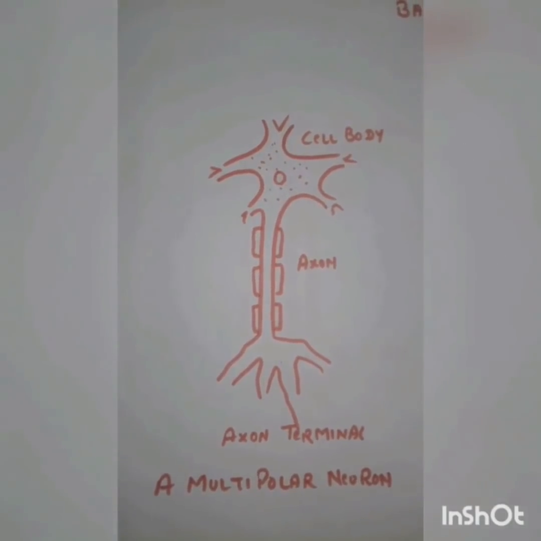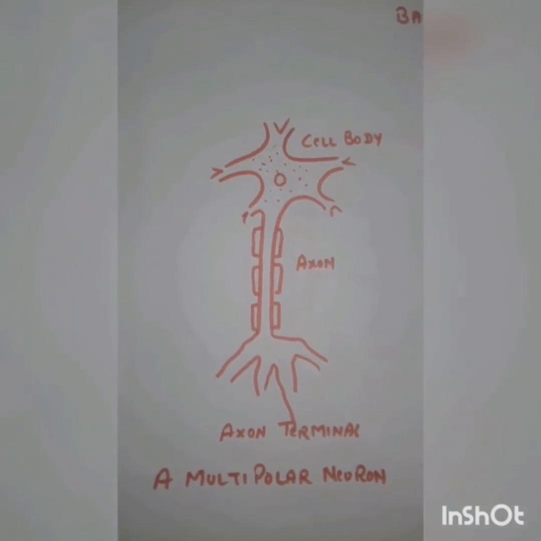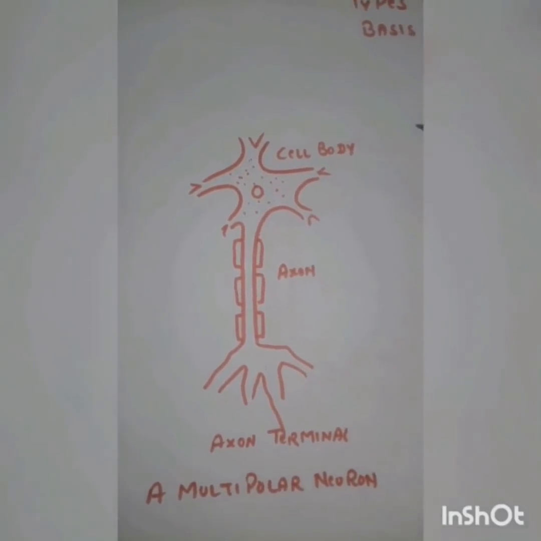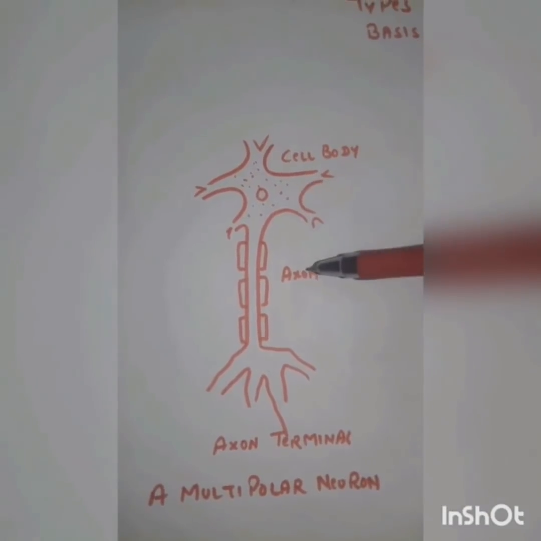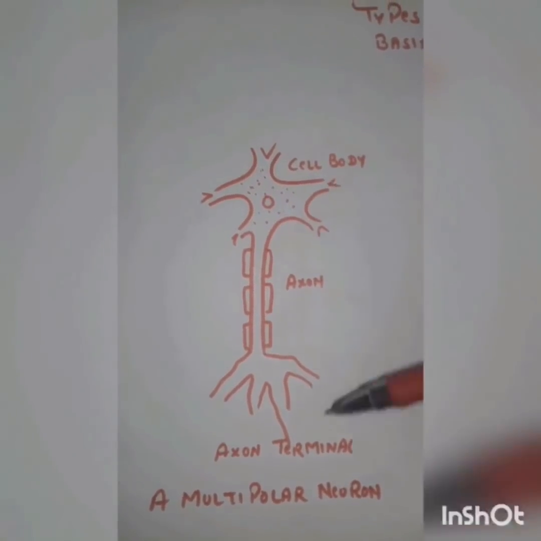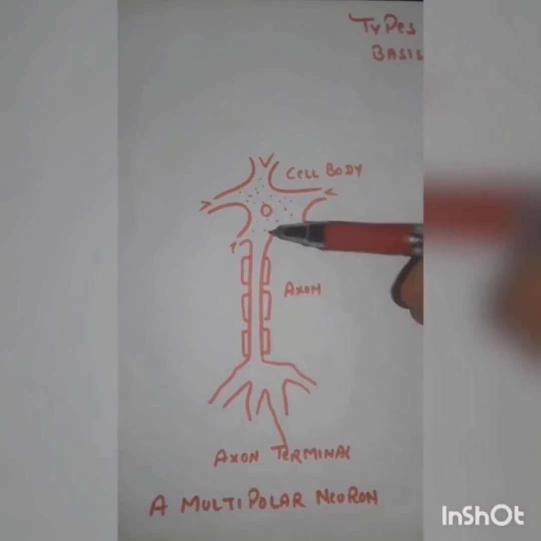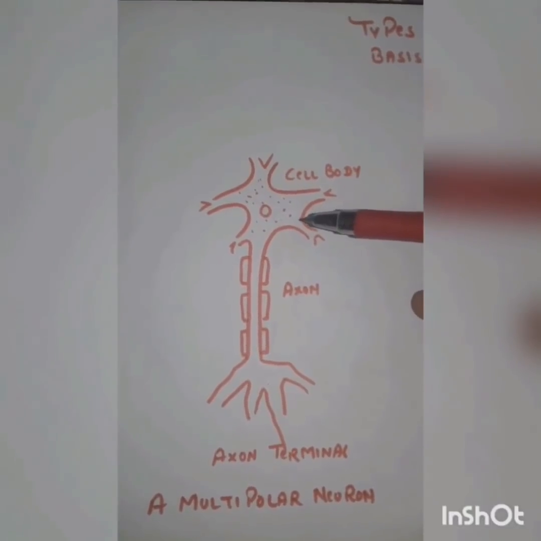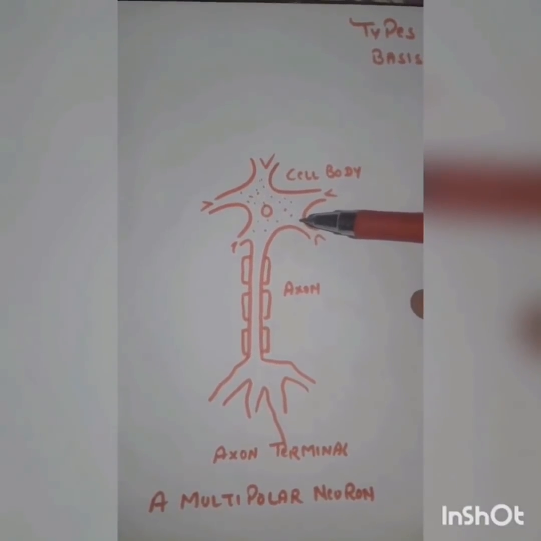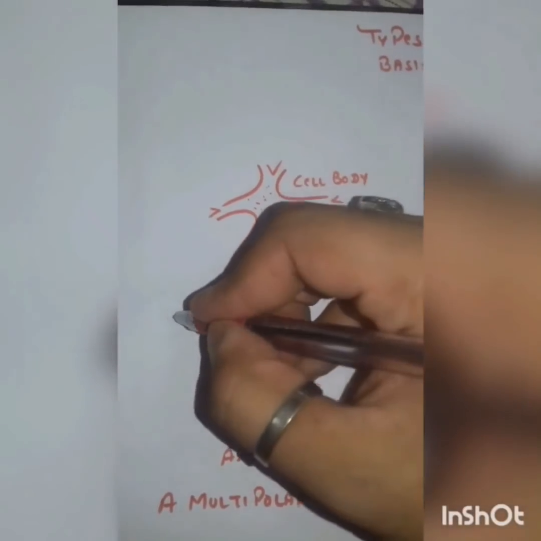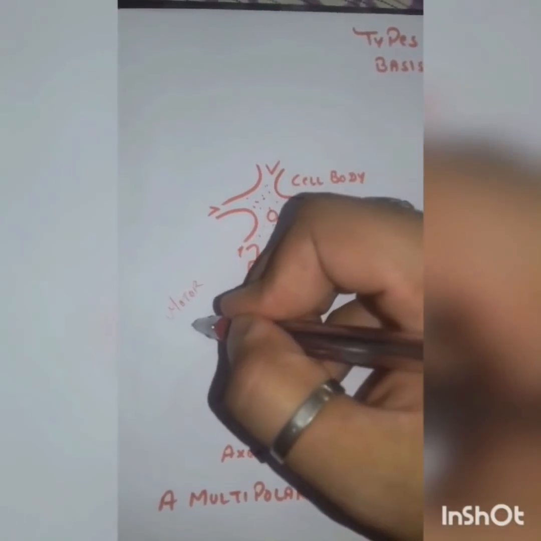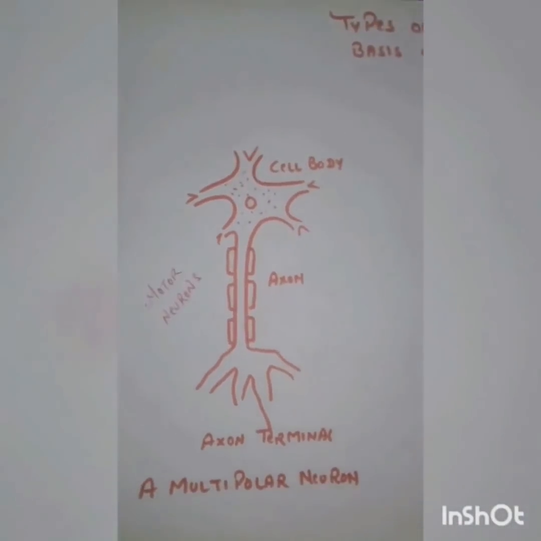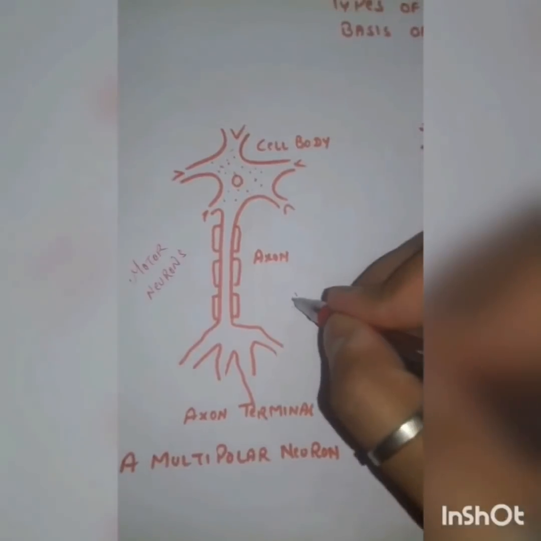So what is a multipolar neuron? Generally speaking, a multipolar neuron can be defined as the simplest form of the neuron, which consists of a single cell body, one axon, many dendrites, and axon terminals. Most of the neurons in man are generally multipolar, whereas some examples of multipolar neurons are the motor neurons in human beings, and all the intermediate neurons.